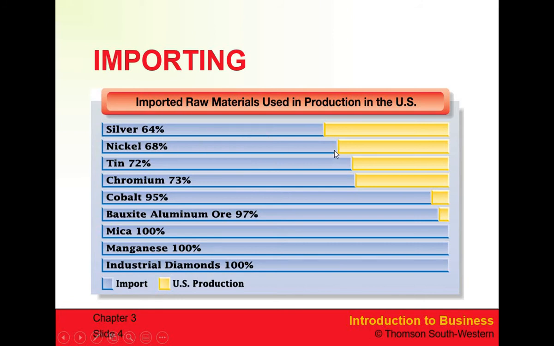This is a graph breakdown of things that we import in blue versus the production in gold. So you can see that we import 64, 68, 72, 73, and then diamonds are 100%. And the other thing you'll notice in the correlation here is if we're importing this much of these products, the price of these products is going to be relatively high, i.e. diamonds. Since we do not produce diamonds in our country, the cost of diamonds is very expensive.